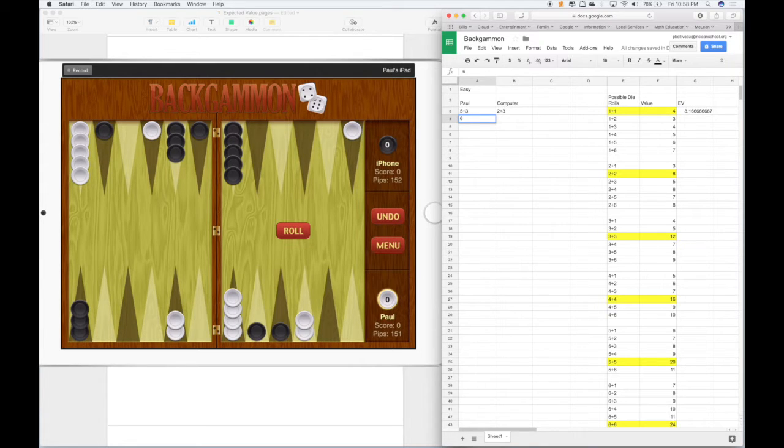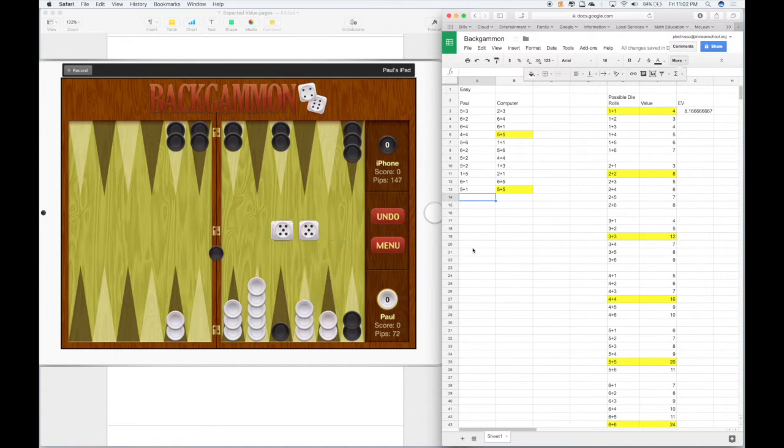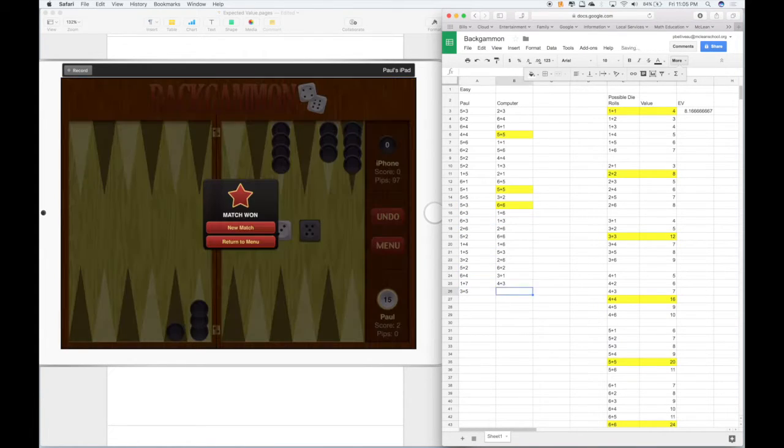So, let's keep track of these rolls. Now, it occurs to me this is probably not particularly interesting for you guys out there, so I'm going to continue this on my own, and we will speed this up a little bit. That didn't take so long, did it?